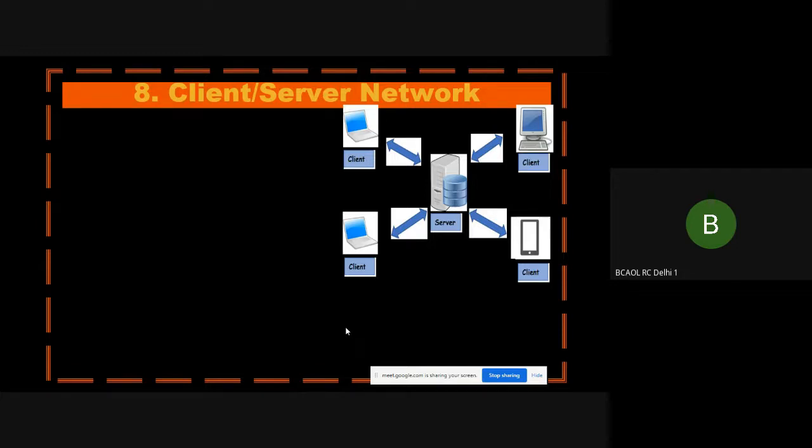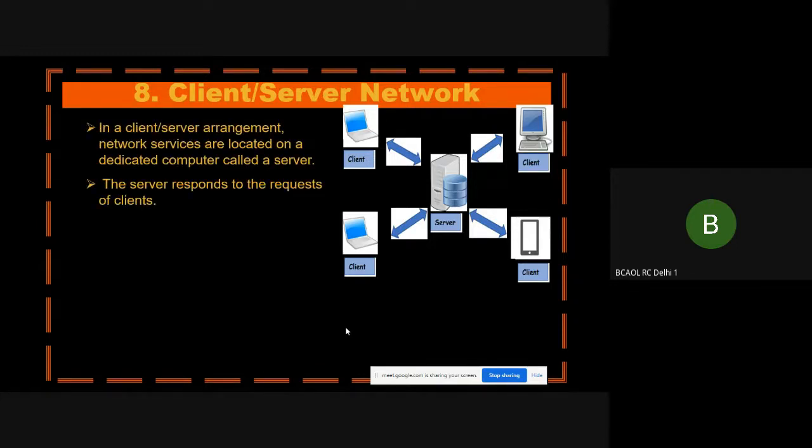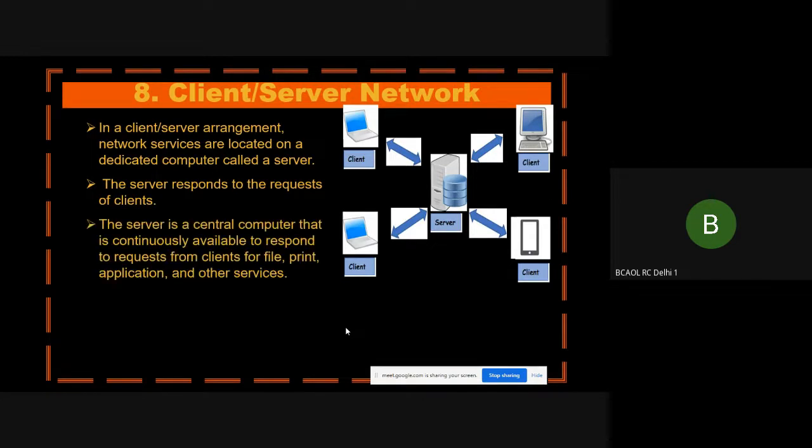Then there is the client server network. We have already talked about this also. The client server network arrangement is just like a service. There is a dedicated computer called a server, right? And the server responds to the requests of clients. The server is a central computer that is continuously available to respond to requests from clients for file, print, application, and other services, right? It is a server located at a central place, and a number of clients are connected to that central server, and whatever requests they make to the server, the server responds to those requests, right?